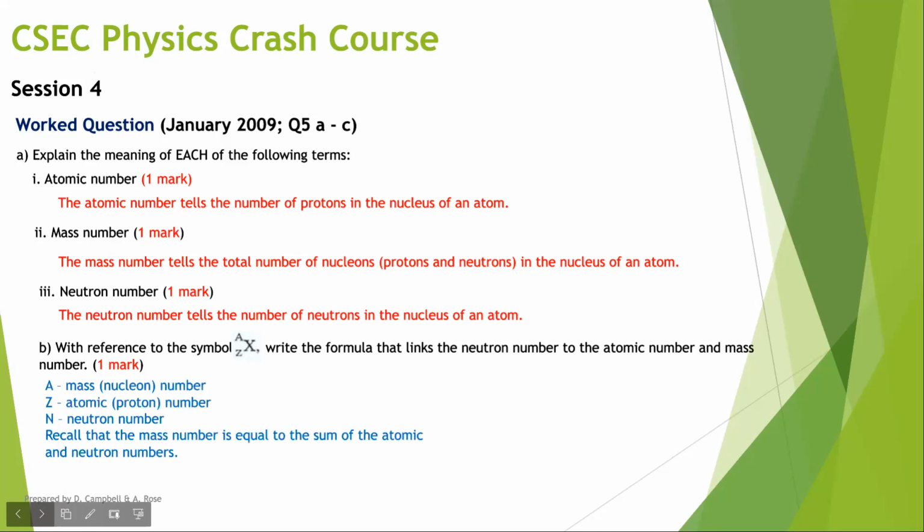So because the atomic number tells the number of protons and the mass number tells the number of protons plus the number of neutrons, then we can write that the mass number, which is A, is equal to the atomic number Z plus the neutron number N. Of course, if you wrote any variation of that, if you have Z equals A minus N, then that would work as well. But generally, we use the equation in this form: A is equal to Z plus N.